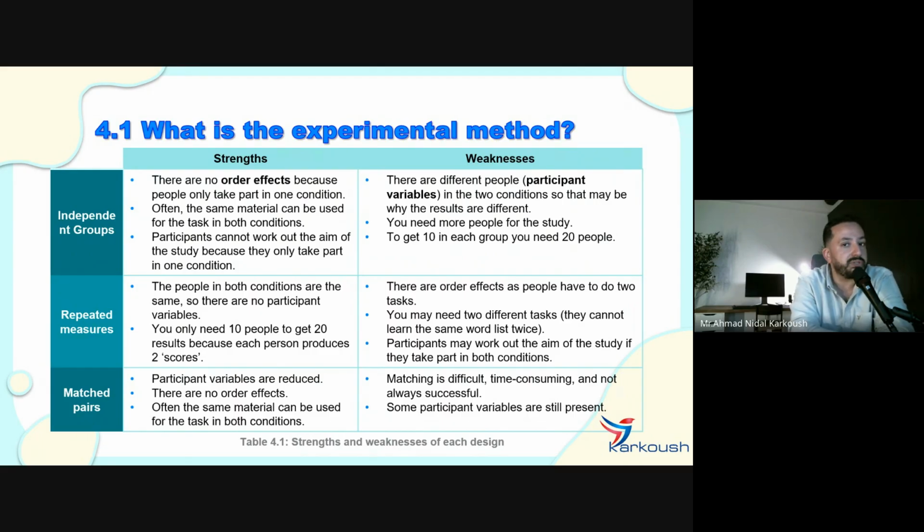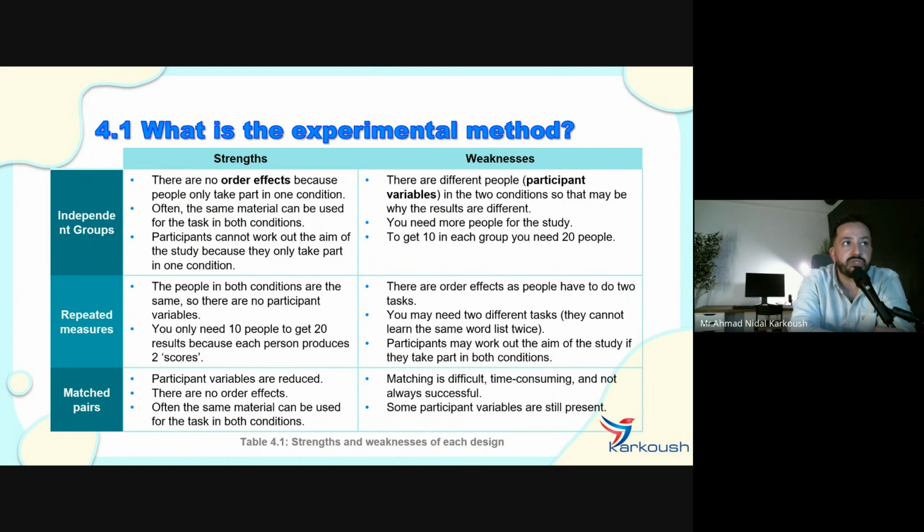So the participants are different and the 2 groups are different from one another. So maybe there are tons of extraneous variables in the 2 conditions, so maybe that's why the results are different. And you need more people for the study. To get 10 in each group, you need 20 people. So you're going to pay tons of money if you're paying people.